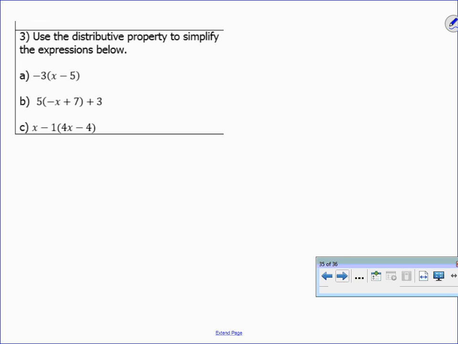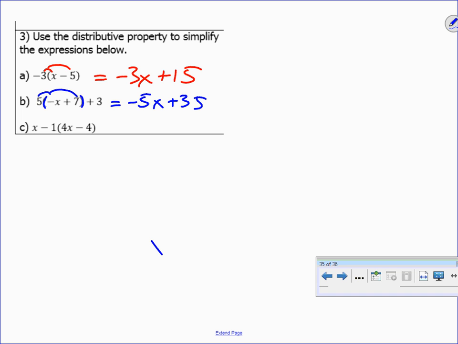This one should be a piece of cake after what we've been doing this unit. You just distribute it. -3x plus 15. This next one we're going to have to do in 2 steps because we only distribute to what's inside the parentheses. So this will be -5x plus 35, but we cannot forget the plus 3 at the end. And so that'll be -5x plus 38.